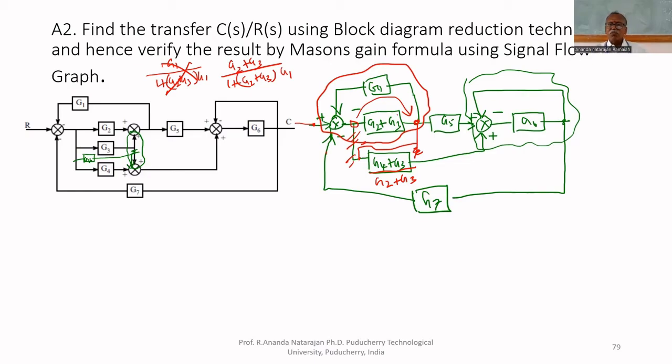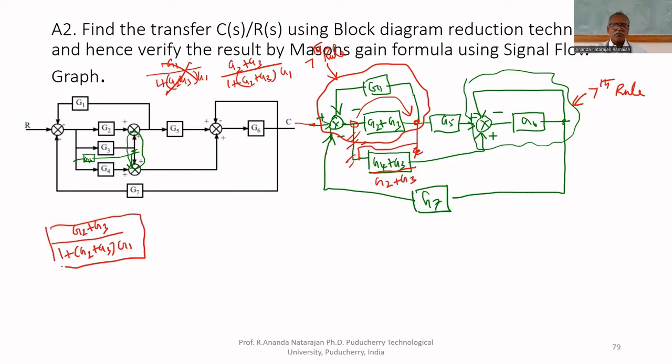Now we can convert this block by using the 7th rule. Apply the 7th rule for this, and for this also apply the 7th rule. Then what will you get? For this you get G2 plus G3 upon 1 plus G2 plus G3 multiplied by G1. This is for the first block.